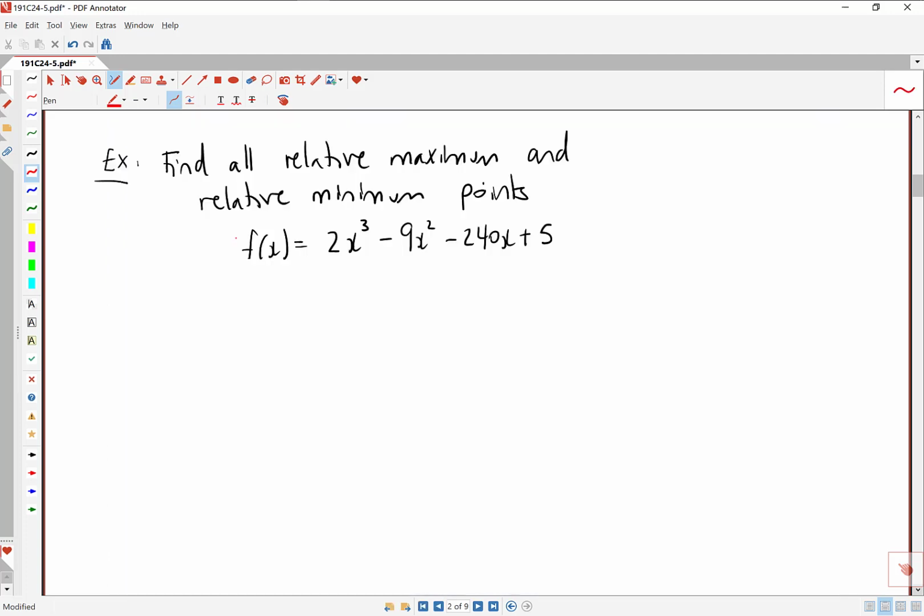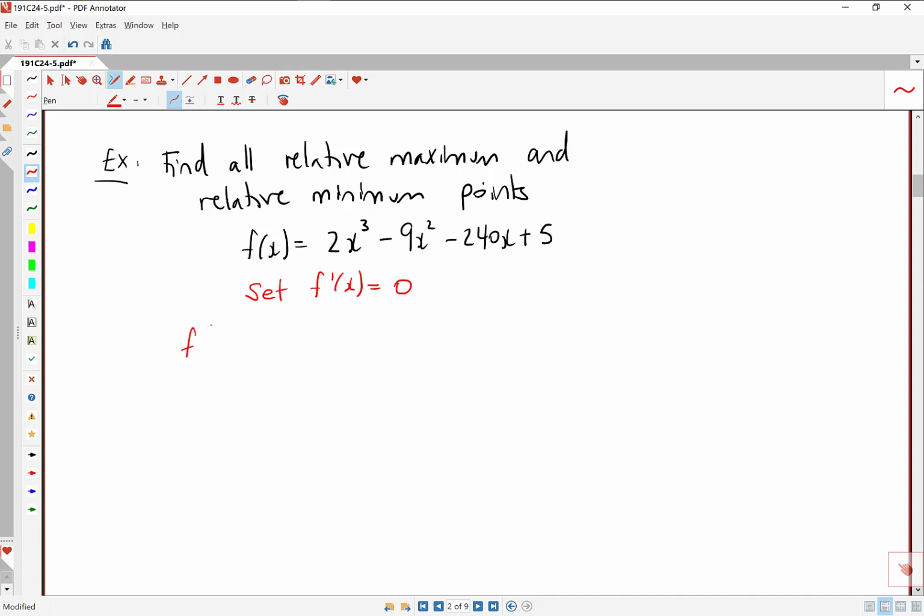The problem is to find all relative maximum and relative minimum points for this particular function, f of x here. So the first part of the process is that we're going to find the critical points. What that means is we are going to set f prime of x equal to 0. By definition, a critical point is an x value where f prime of x is equal to 0. We're going to find those critical points, and then there will be a follow-up part to the question where we explore those critical points in a little bit more detail and figure out whether they really are a relative maximum or a relative minimum.